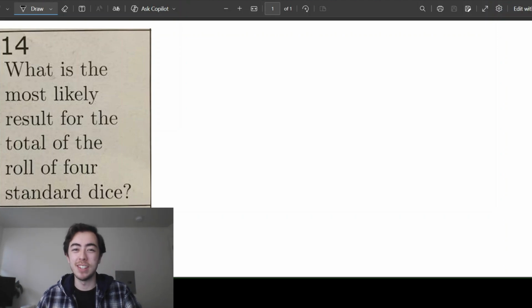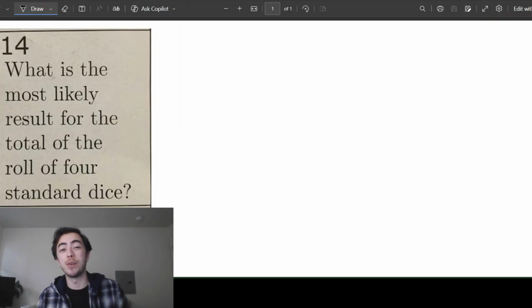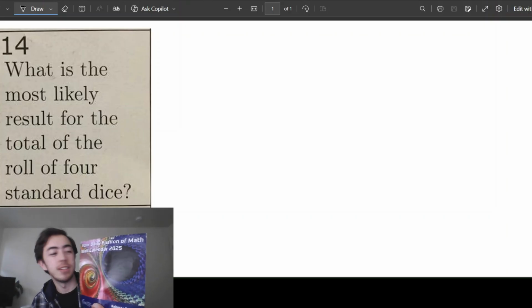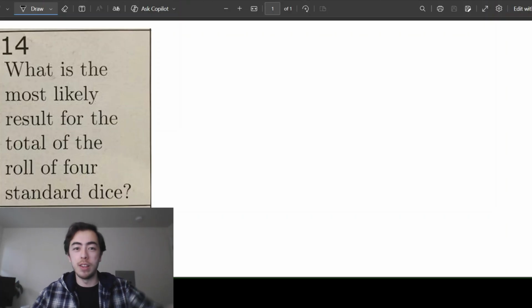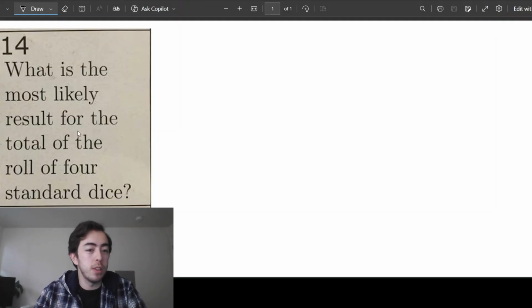Today's December 14th, and we're solving problem 348 from the Daily Epsilon calendar. And we should show why the answer is 14 for today. So we need to find the most likely result for the total of the roll of 4 standard dice.